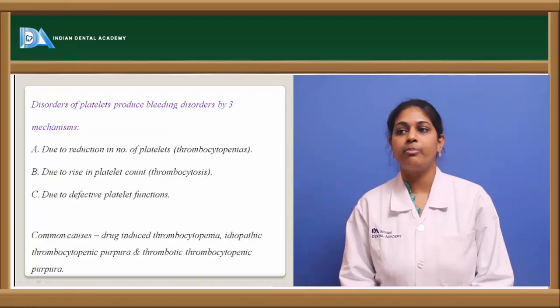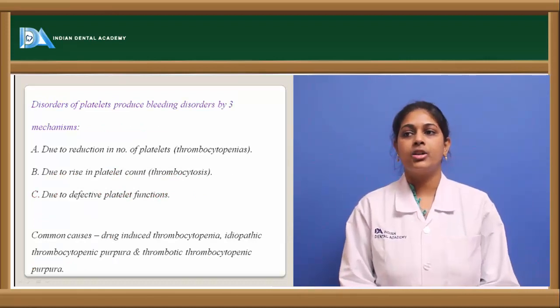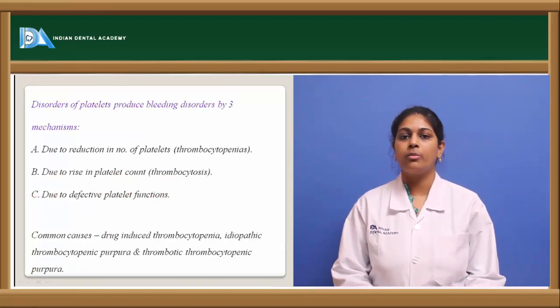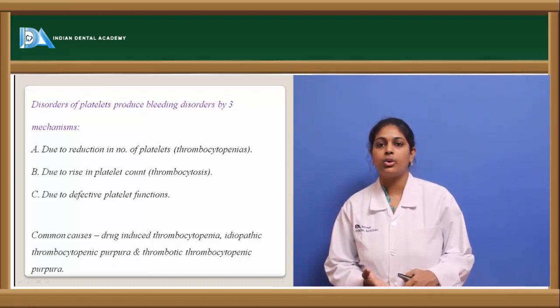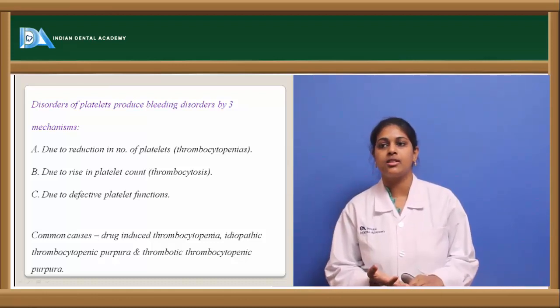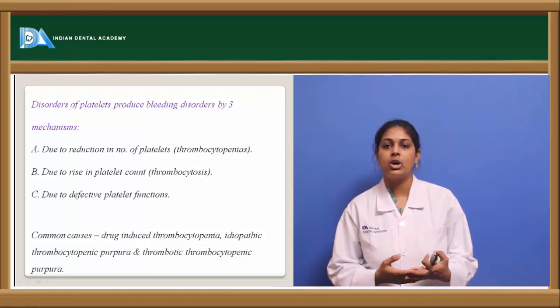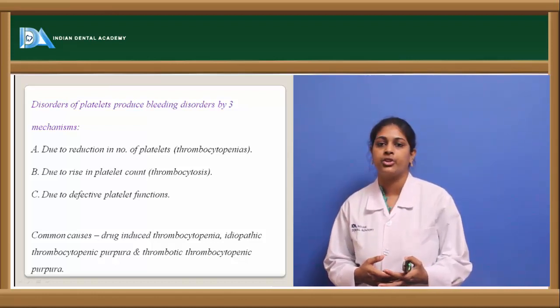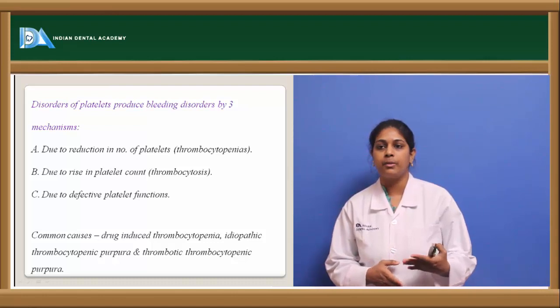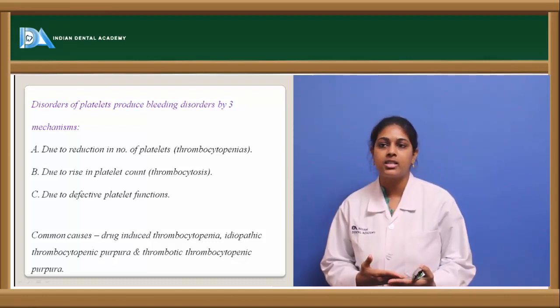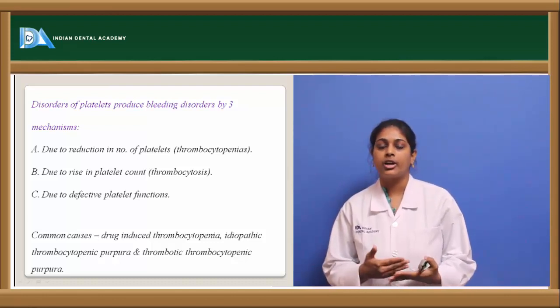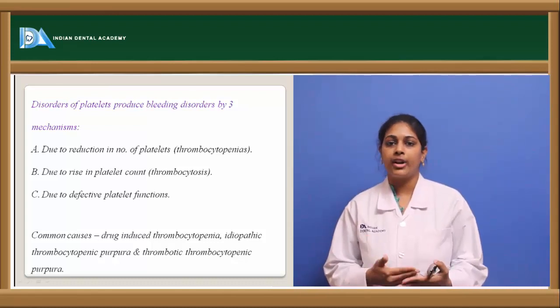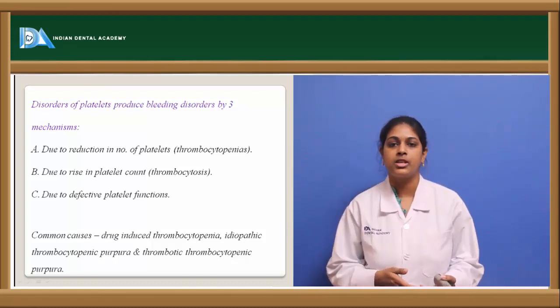Coming to the disorders of platelets, the platelet forms a platelet plug that helps in controlling hemostasis. So any disorder in the platelets results in a bleeding condition. These bleeding disorders are explained by three mechanisms. The first mechanism is a reduction in the number of platelets, which is known as thrombocytopenia.